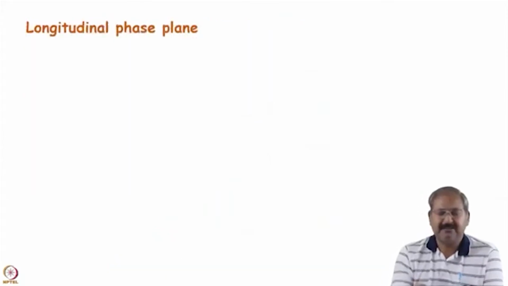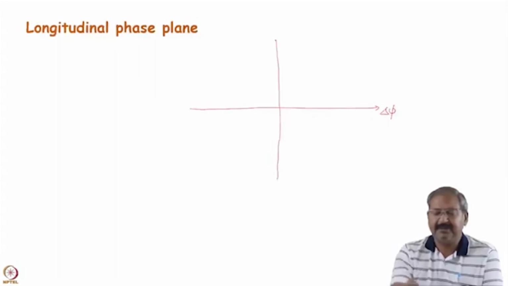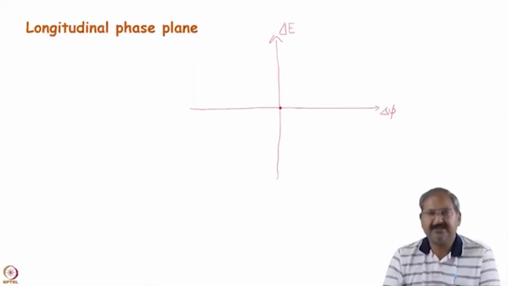So what kind of ellipse do we get? Here we draw the delta phi, and here we draw the delta E. So at this location we have delta phi also 0 and delta E also 0, meaning this is the synchronous particle's position. The origin shows the synchronous energy and synchronous phase.